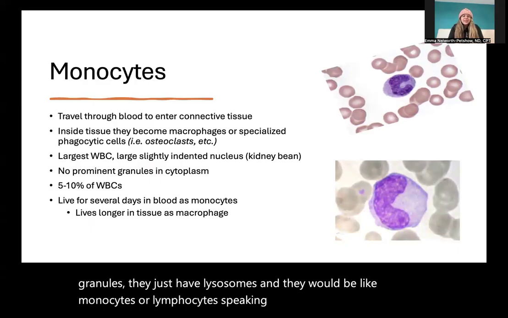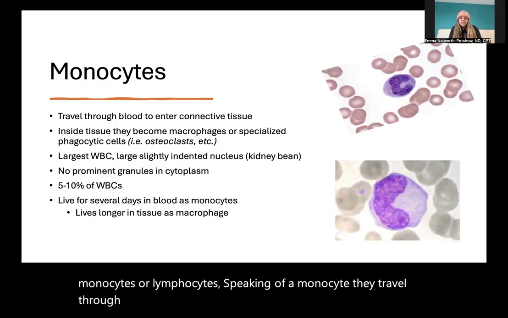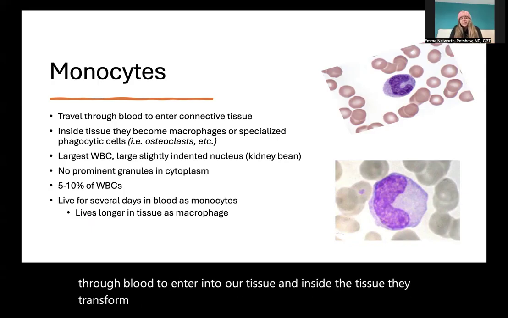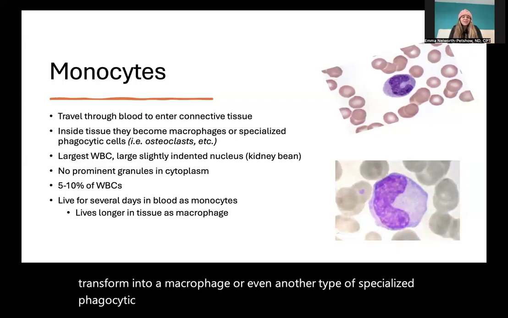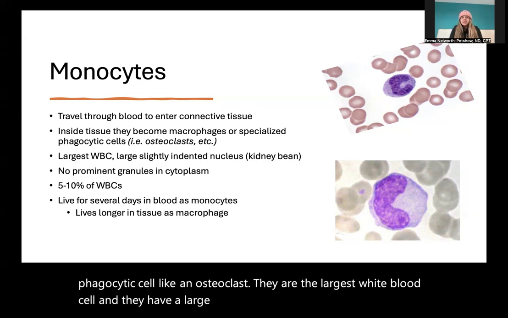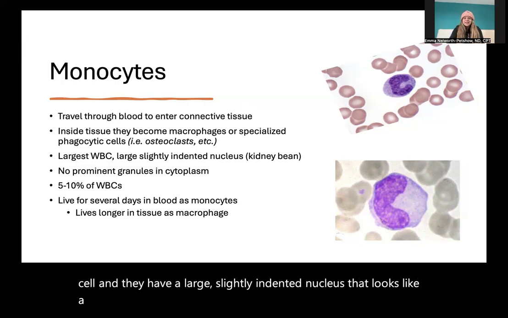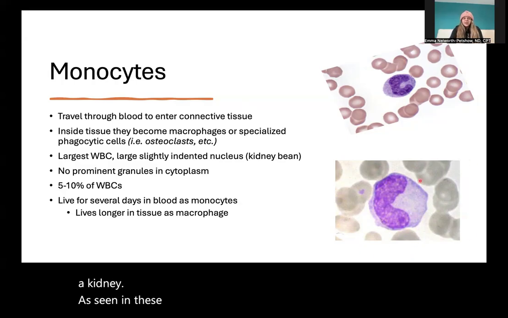Speaking of a monocyte, they travel through blood to enter into our tissue, and inside the tissue, they transform into a macrophage or even another type of specialized phagocytic cell like an osteoclast. They are the largest white blood cell, and they have a large, slightly indented nucleus that looks like a kidney bean, as seen in these images. There are no prominent granules in the cytoplasm.